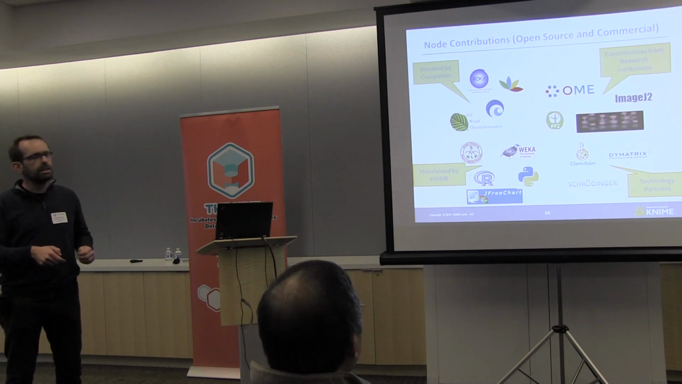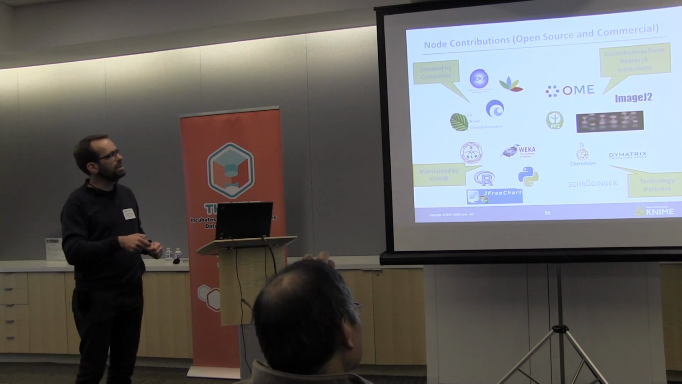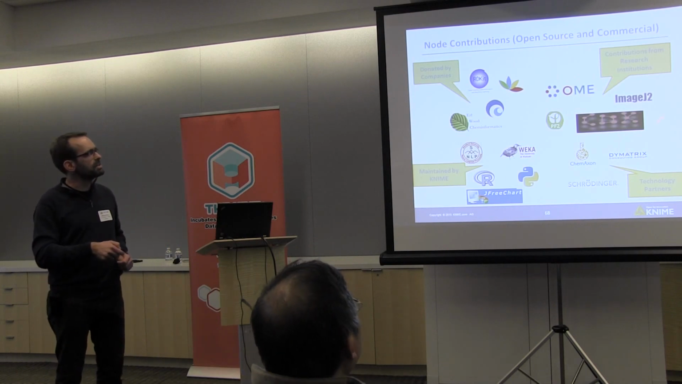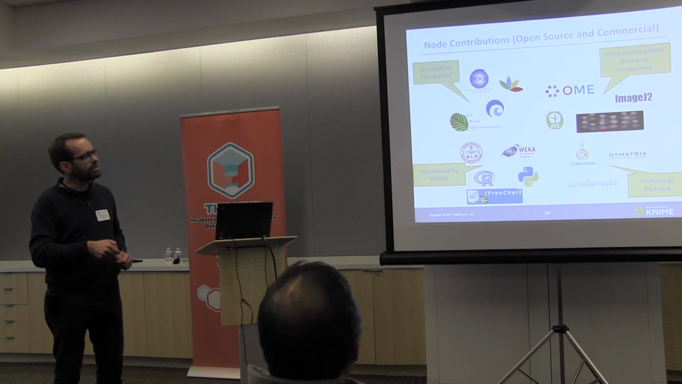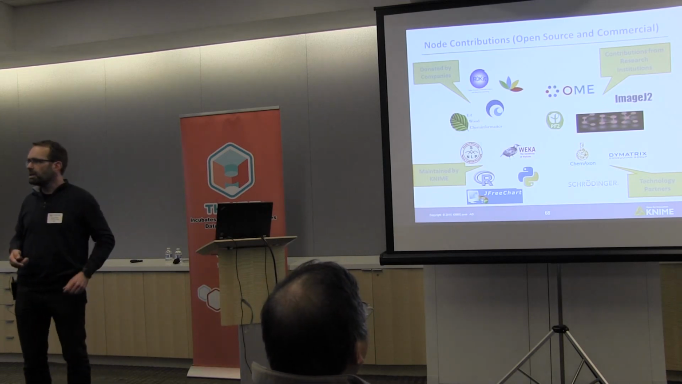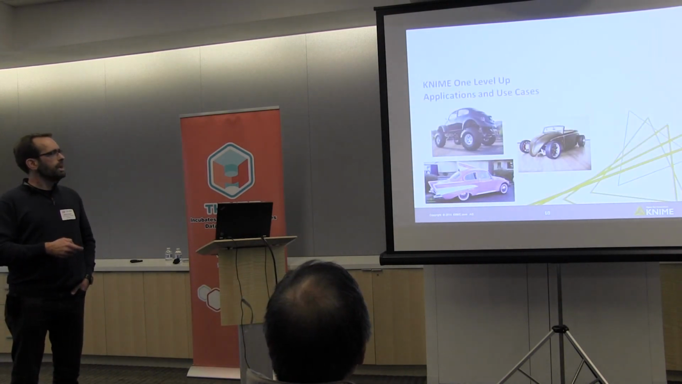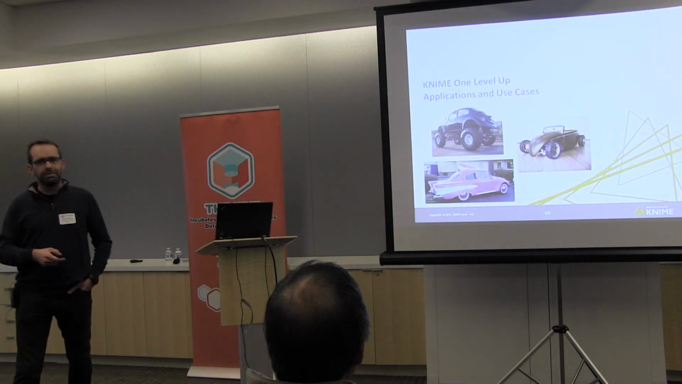They're doing Paladin, really cool text mining. This is OME, a large, from Dublin, an open source image database. These are chemistry stuff. This is image processing stuff. And down here we have some of the tools that get donated by technology partners. Okay, let's talk a bit about use cases briefly, just a few slides.